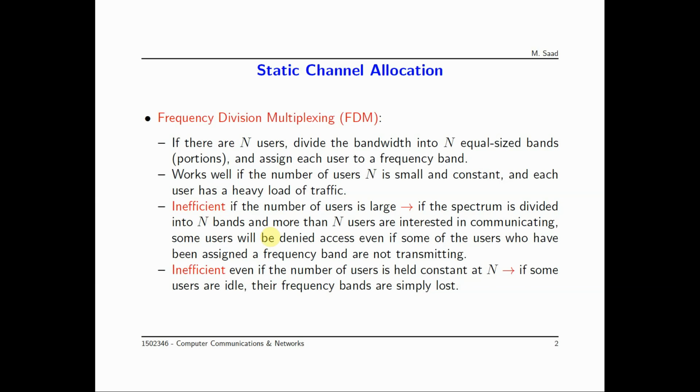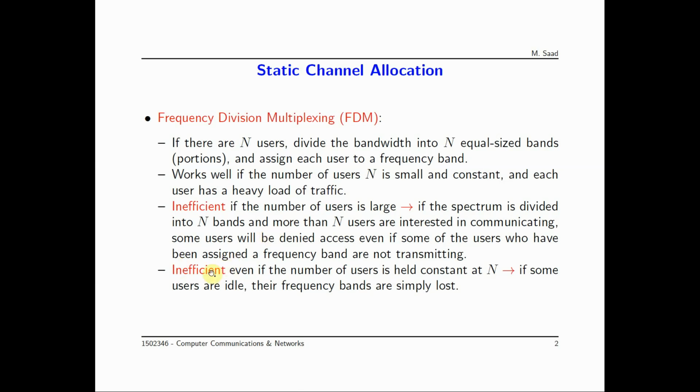Now we have a new user that wants to use the network. So what can we do? That user needs to be blocked in this case. It will be prevented from using the network. Otherwise, we have to redo the whole allocation or whole assignment again.